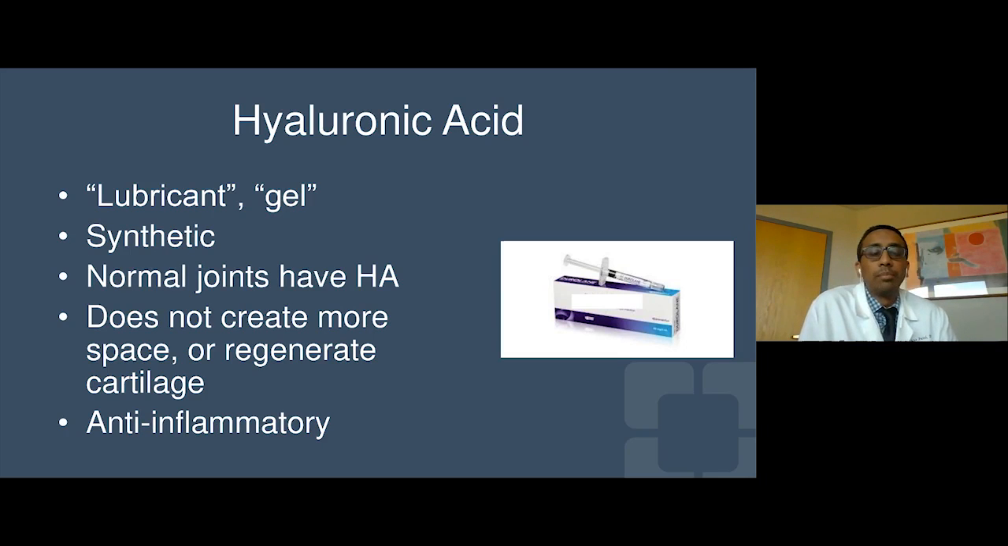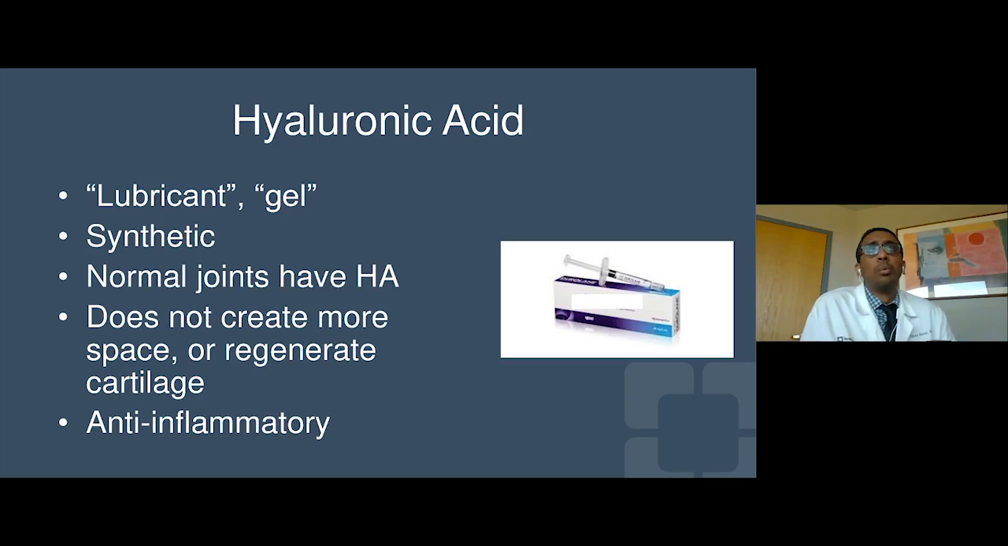There are multiple different companies that make the different hyaluronic acid injections. So how do hyaluronic acid injections work? Normal joints have hyaluronic acid. So why is hyaluronic acid important? Well, when we have hyaluronic acid at the normal concentration and at the normal level, the hyaluronic acid helps lubricate the joint. So it keeps it at a smooth surface, keeps that friction low, but it also has an anti-inflammatory component in it.